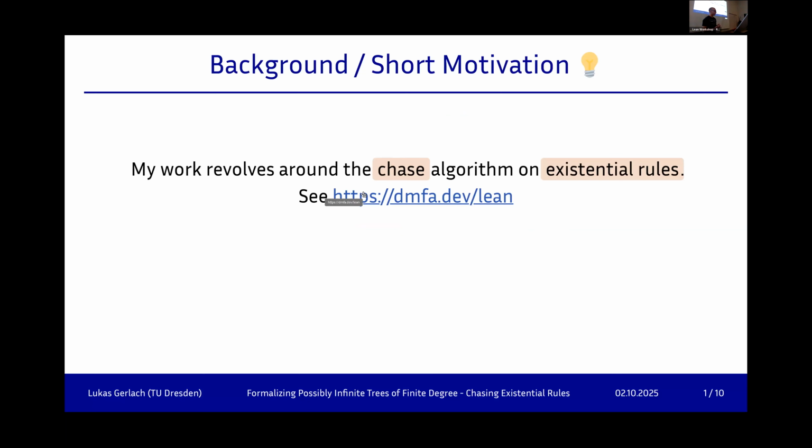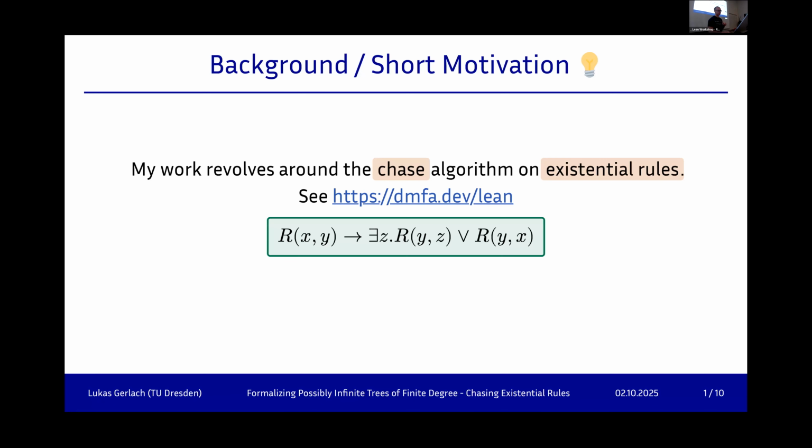All right, where do I come from? I work in the intersection of the fields of database theory and knowledge representation. And I'm working mostly with the so-called chase algorithm on so-called existential rules. And I think everybody in this area should formalize their work more. So I'm trying to lead by example and started a repo with that. So the rules that we have might just look a little bit like that.